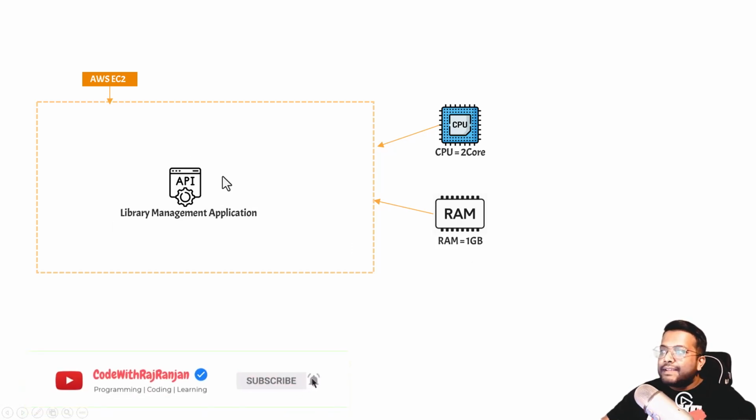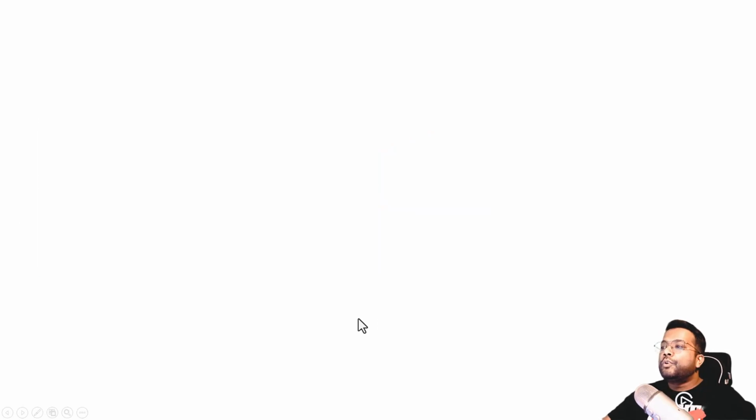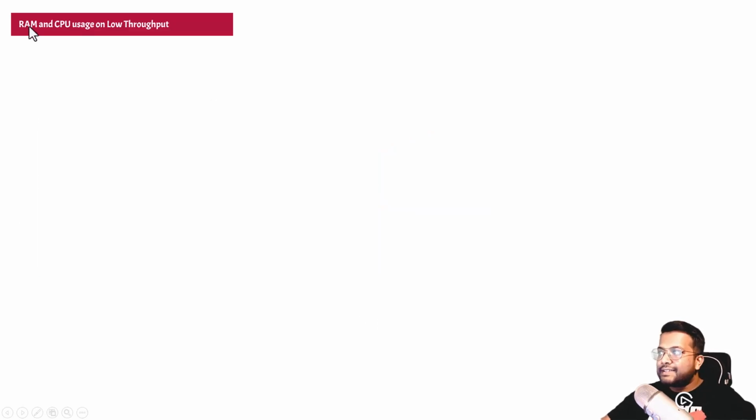And there is an application deployed on this AWS EC2, and that is a library management system, where people can do the subscription and pay the bills and other things. When people use this library management system, they will initiate some request and get some response. As soon as the library management system becomes viral, or let's say more people are using it, there will be more requests on it. So let's understand the RAM and CPU usage on low throughput.